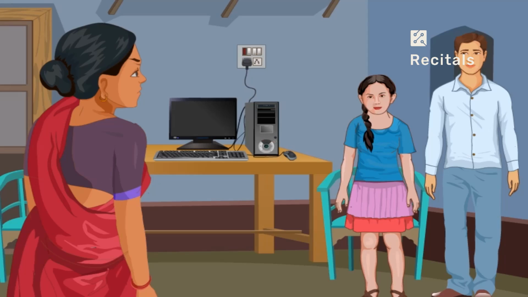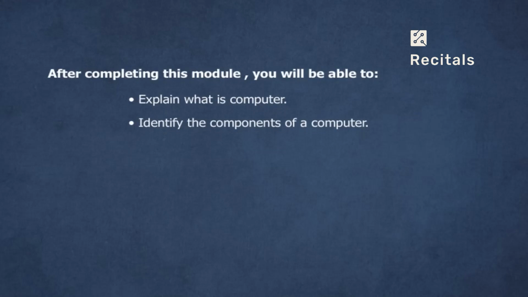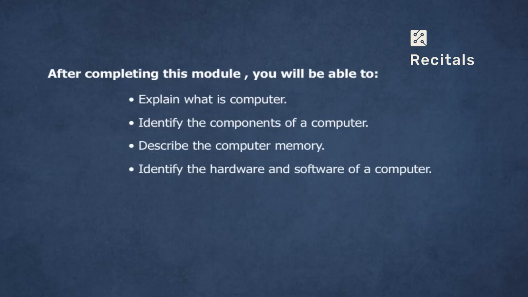See, Chachi, this is our computer. Wow, it really looks just like a TV. But how is it different from a TV and how does it work? Well, first you need to learn and understand the basics of computer. After completing this module, you will be able to explain what a computer is, identify the components of a computer, describe the computer memory, identify the hardware and software of a computer, set up a computer, and start a computer.